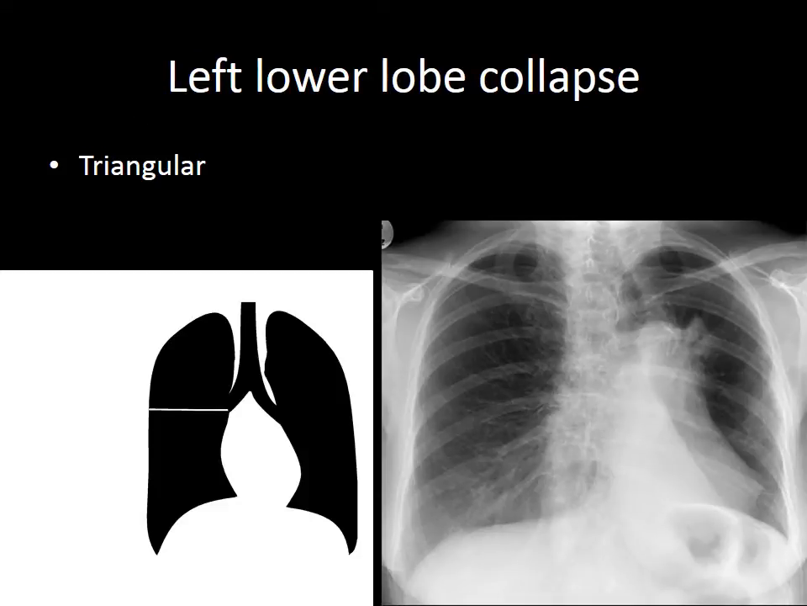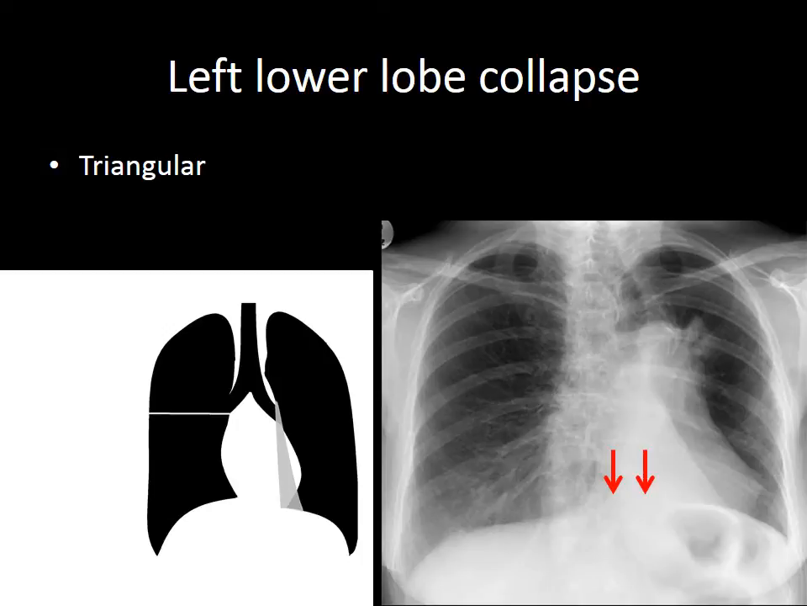I will now describe left lower lobe collapse. On a frontal chest X-ray, a left lower lobe collapse appears triangular. Left lower lobe collapse is frequently missed because it is partially obscured by the heart. Left lower lobe collapse causes volume loss in the left lower zone. This may cause the heart to shift to the left.